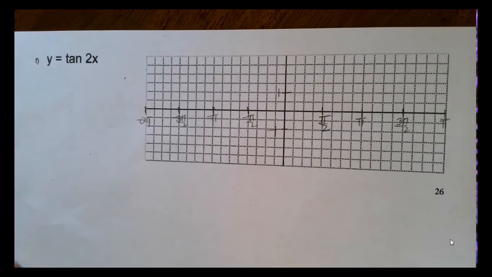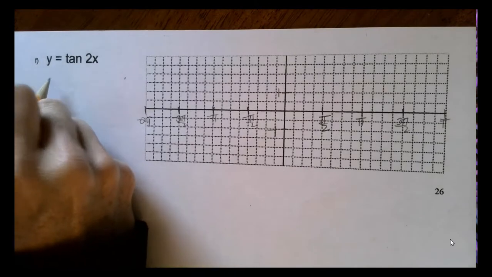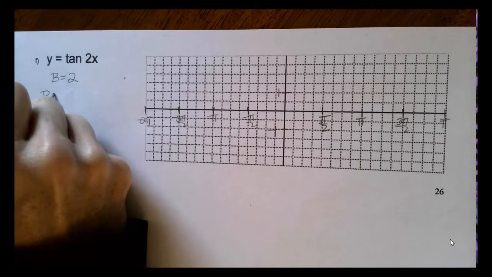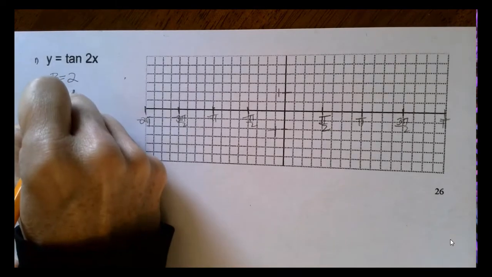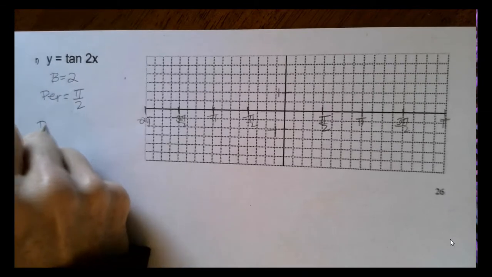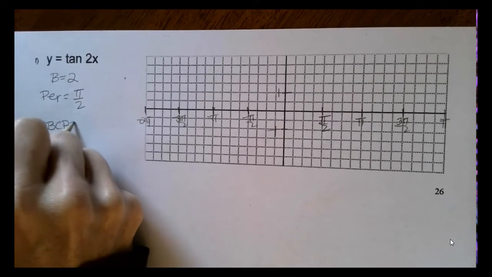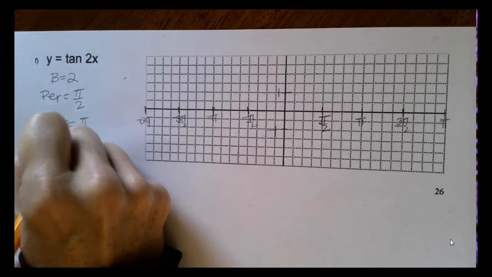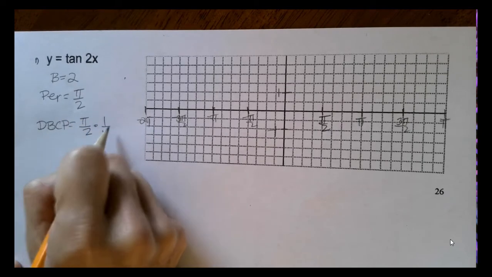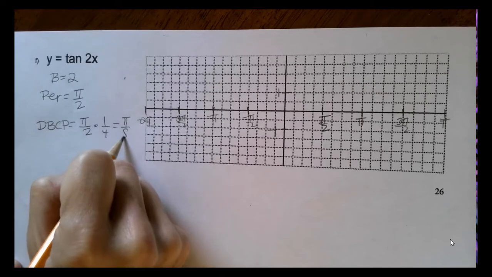Okay, last example. This time we're doing tangent of 2x, and so b is 2. Remember the formula to find the period for tangent and cotangent is pi divided by b. So the period for this is pi over 2. Therefore, the distance between critical points is the period divided by 4. Since it's already a fraction, I'm going to go ahead and multiply it by 1/4. So the distance between critical points is pi over 8.